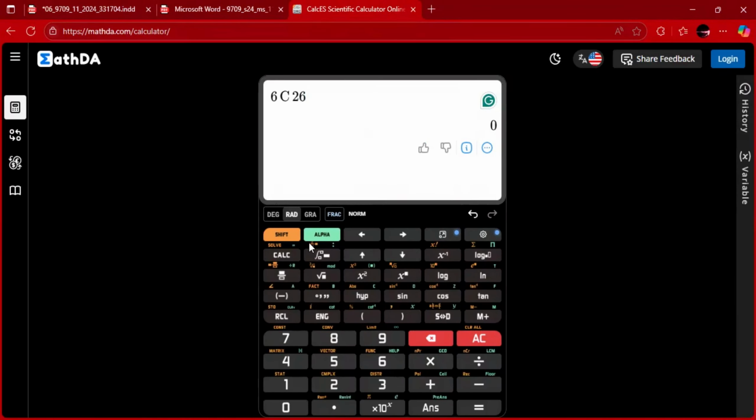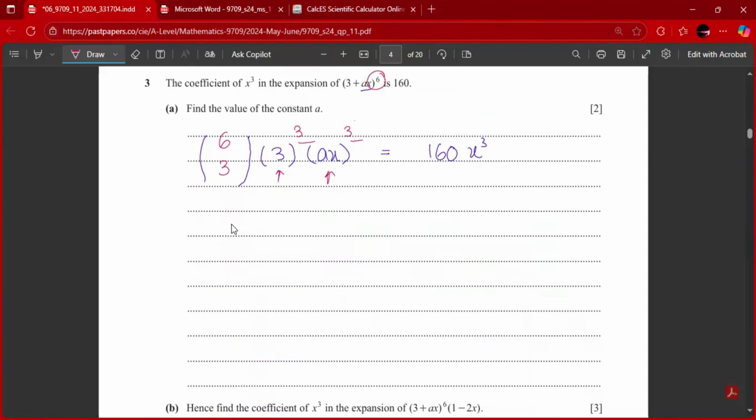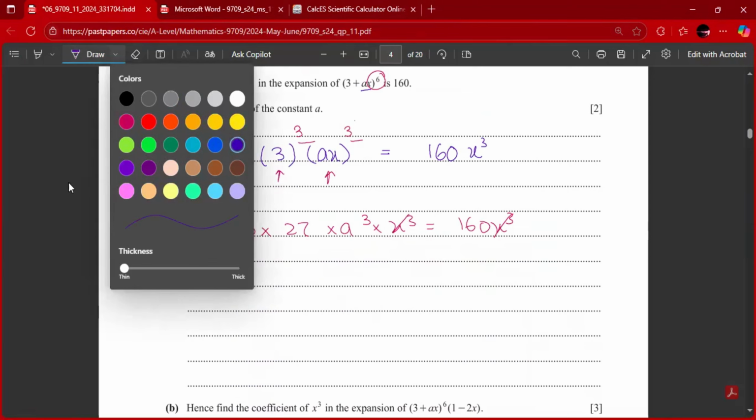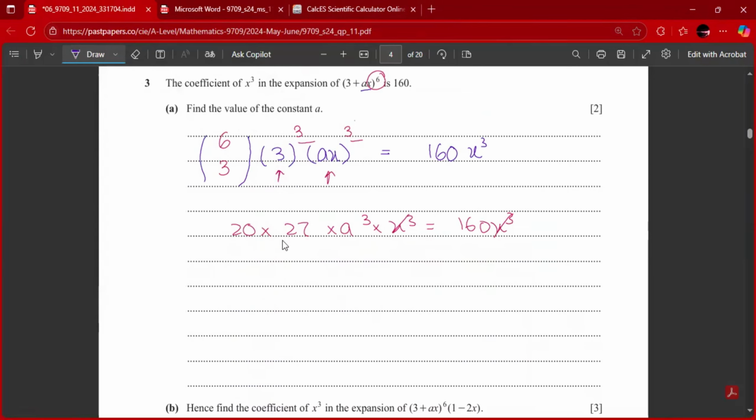Now let's solve it. 6C3 is 20. 20 into 3 cube, which is 27, into a cube into x cube should be equal to 160 x cube. X cube cancels with x cube because we are multiplying. In multiplying, we can do the cancellation. 20 and 27 is 540. A cube is equal to 160 over 540.